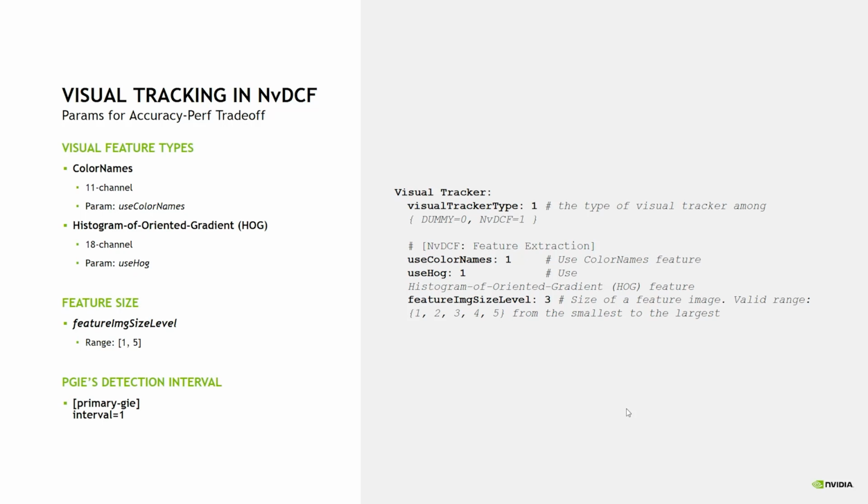The feature image size level parameter determines the resolution of the internal representation of an object in each tracker. It ranges from 1 to 5, and a higher level would increase the accuracy, yet at the cost of memory and perf. The detection interval in PGIE also heavily affects the perf, so this is something to be tuned when optimizing for performance.